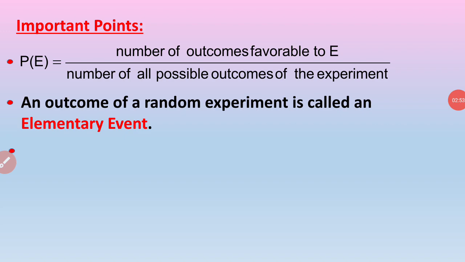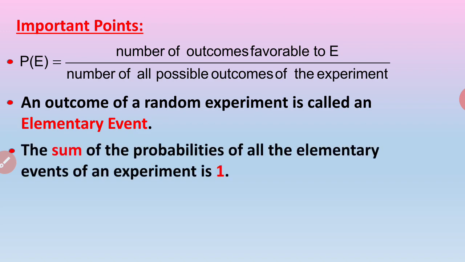An outcome of a random experiment is called an elementary event. So any event that you may get as a random event is known as an elementary event. The sum of the probabilities of all the elementary events of an experiment is 1. So now if you consider certain events which are happening in a single experiment and you take the sum of all those, then when you add them up, the total probability, that is the sum of the probabilities, will always be 1.